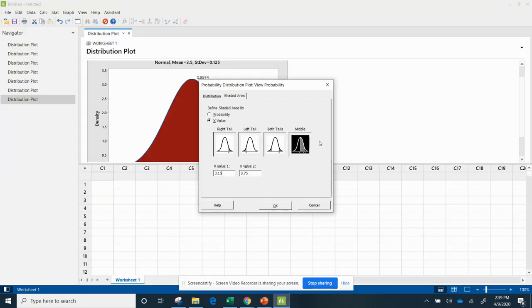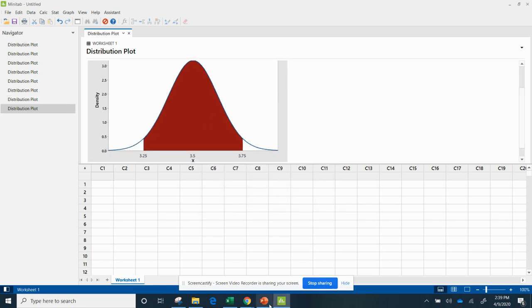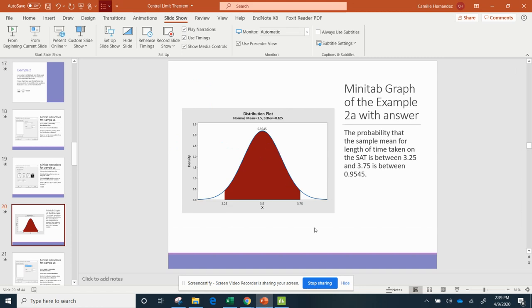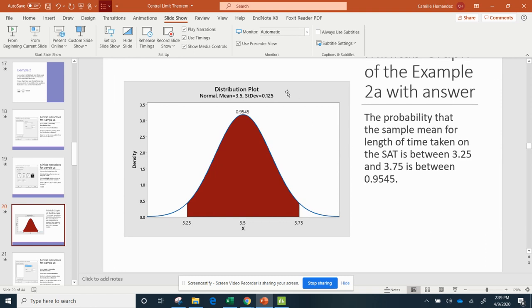So I'm going to go back. So I've got my right values in there. Let me put this as 2.5, hit OK. And look, there is my answer, but let's look at my PowerPoint because it looks better. Okay, so here it is. There is my graph. I've got my mean. I've got that new standard deviation. I have 3.25 and I have 3.75.